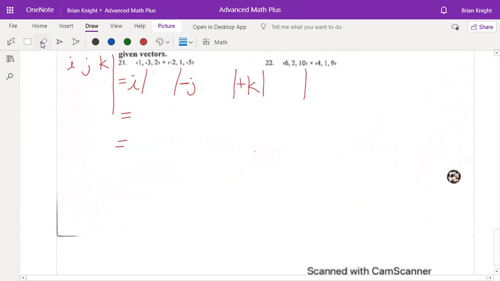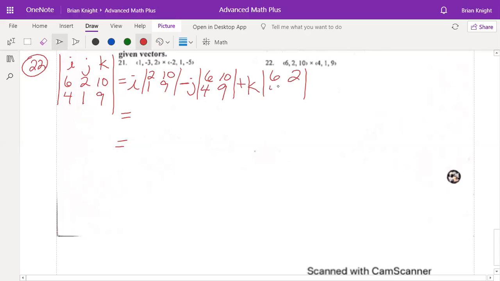Okay. Judging by the volume, I think most of us are close to being done. So for 22, we got IJK again. This time we got 6, 2, and 10, and 4, 1, and 9. So I would have 2, 10, 1, and 9. Negative J would have 6, 10, 4, and 9. And K has 6, and 2, and 4, and 1. Excuse me.